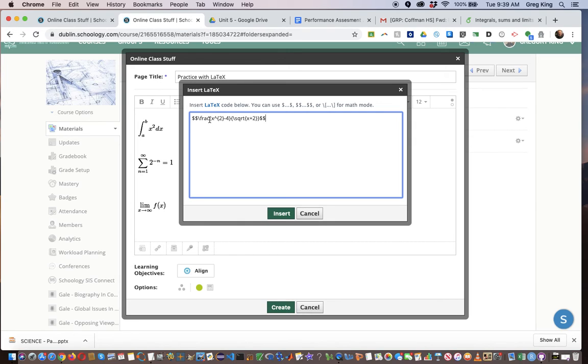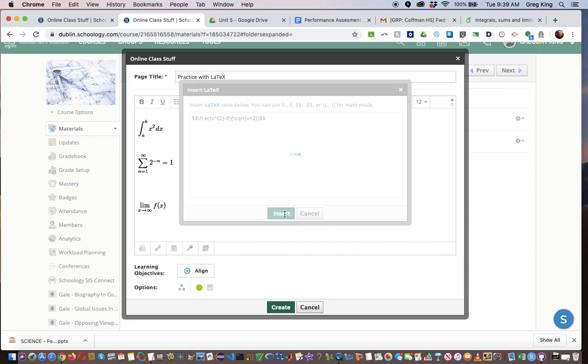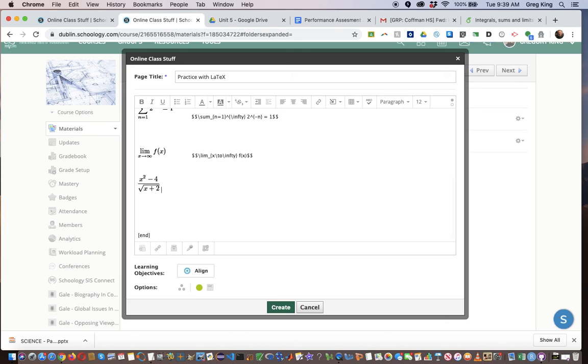fraction, right? The first pair of braces tell you what's going to be on top. So that looks like x squared minus 4. And then the denominator is going to be in there, and that looks like the square root of x plus 2. So let's insert it, and it's x squared minus 4 over the square root of x plus 2.